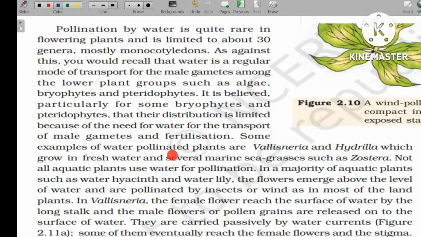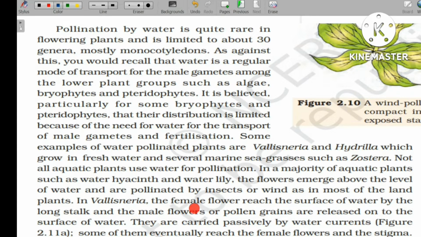Some examples of water-pollinated plants are Vallisneria and Hydrilla, which grow in fresh water, and several marine seagrasses such as Zostera. Not all aquatic plants use water for pollination. In a majority of aquatic plants, such as water hyacinth and water lily, the flowers emerge above the level of water and are pollinated by insects or wind, as in most of the land plants.